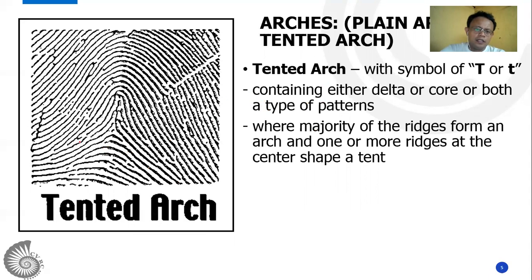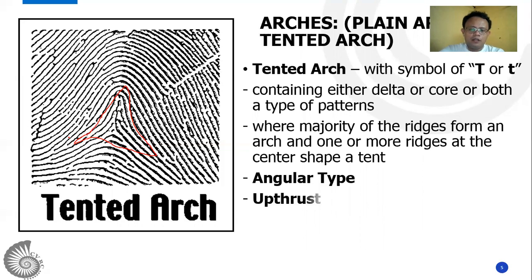Tented, called tented because it creates a tent. They create a triangle, like a tent, where the majority of the ridges form an arc and one or more ridges at the center are shaped like a tent, a tented arc. For our identification, we have three types of tented arch.